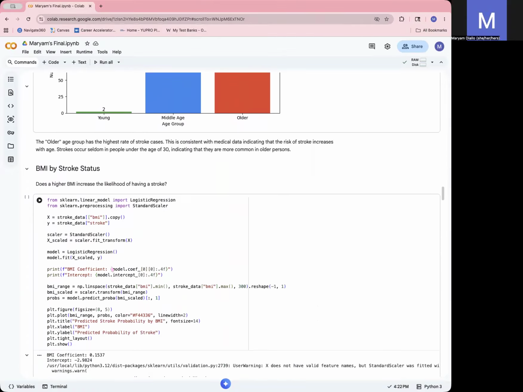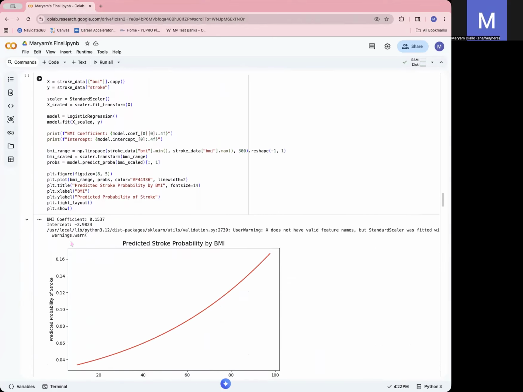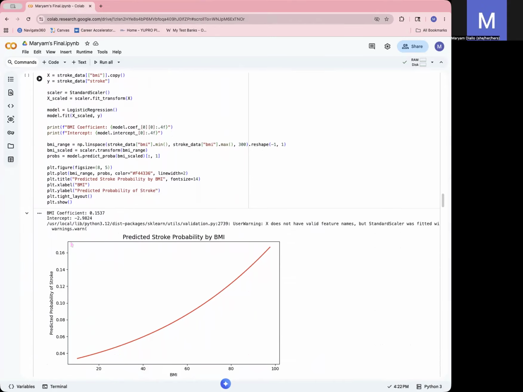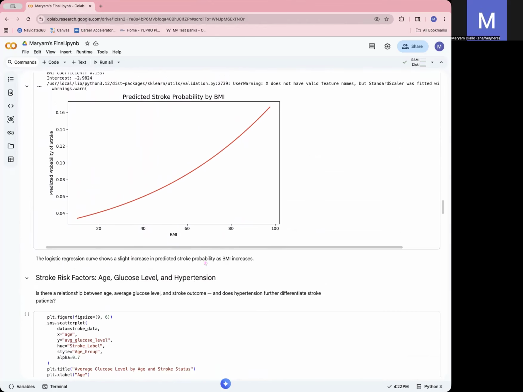And then for BMI, second, I wanted to look at the relationship between BMI and stroke probability. For this, I used the logistic curve, which shows a upward trend. So as a patient's BMI increases, their risk for a stroke also increases.